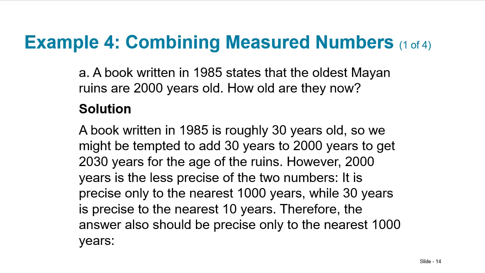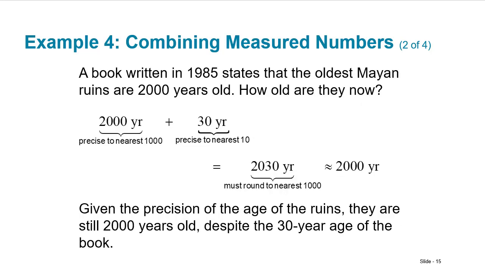So a book written in 1985 states that the oldest Mayan ruins are 2,000 years old. How old are they now? Well, the book written in 85 is roughly 30 years old. That is, of course, if this was 2015, but since it's 2020, when I'm recording this, that would be 35 years old. So you'd add 35 to it instead of 30. However, 2,000 years is the less precise of the two numbers. So it's only precise to the nearest 1,000. So whether your answer was 2030 or 2035, you would still round back to the nearest 1,000, and you would still say it's roughly 2,000 years old.